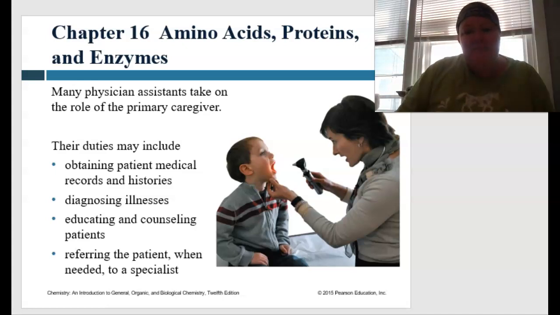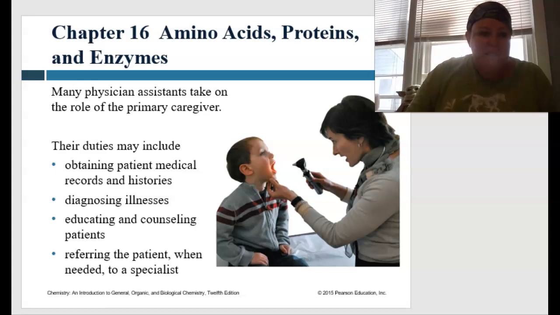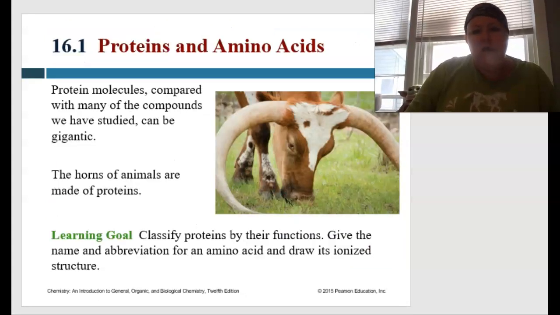So, chapter 16, we get to talk about amino acids, proteins, and enzymes. Many physician's assistants take on the role of primary caregiver. Their duties include obtaining medical records and histories, diagnosing illnesses, educating and counseling patients, as well as referring patients when needed to a specialist. So, they are helping out the physician a whole bunch.